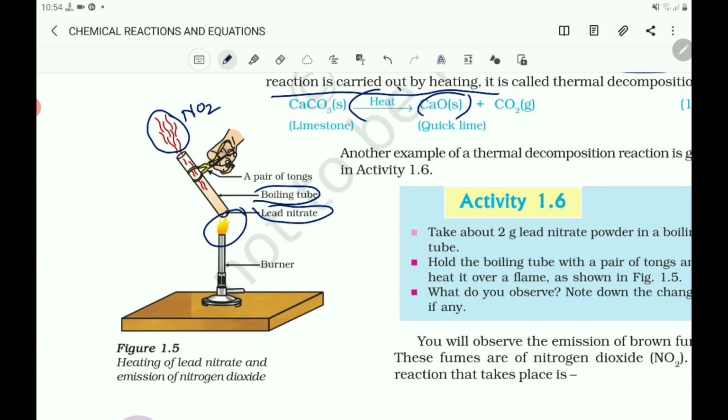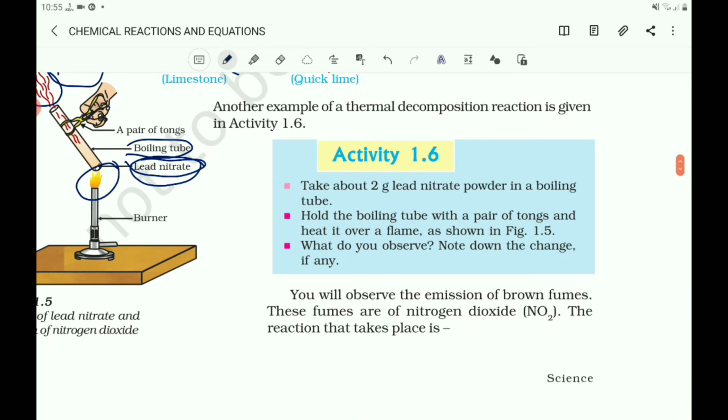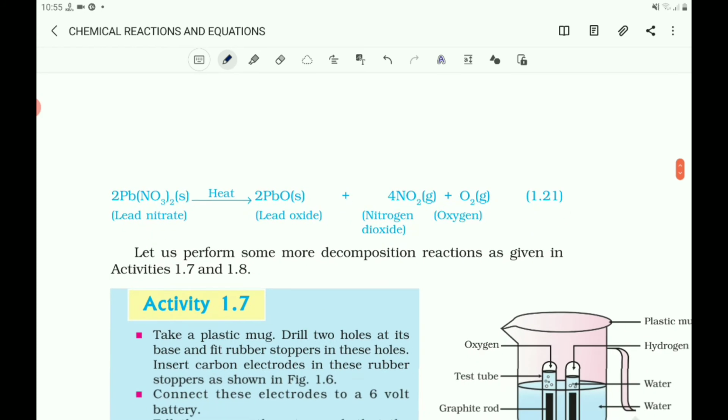And what is that brownish residue? That is lead oxide. Here lead nitrate is broken into lead oxide and nitrogen dioxide, and oxygen will also be liberated. So this is one example of thermal decomposition. Here you will observe the emission of brown fumes of nitrogen dioxide. And what is the reaction here? See the chemical reaction. Here lead nitrate.